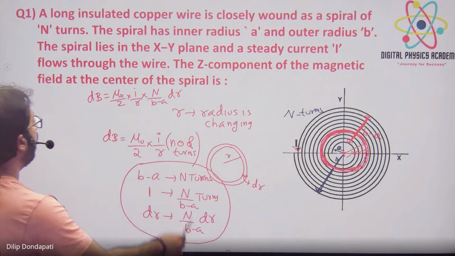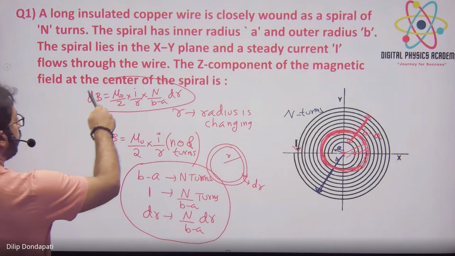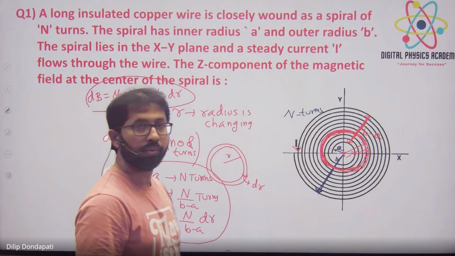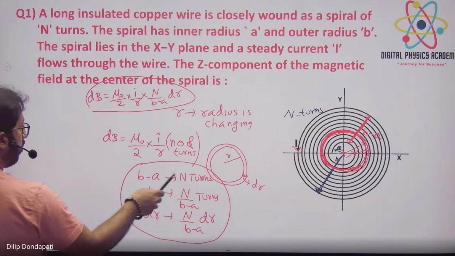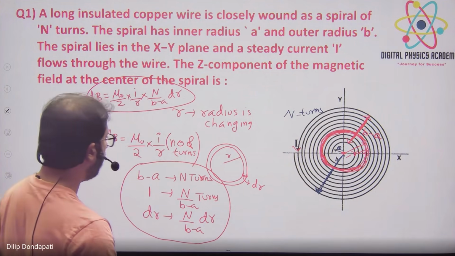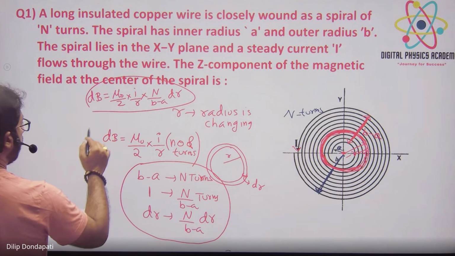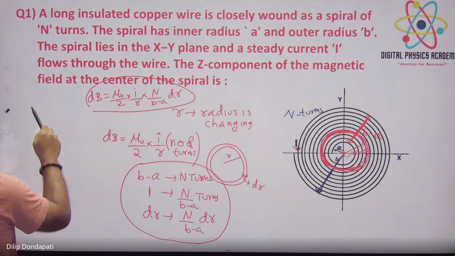Okay, now we got this one. Now substitute. Now integrate both sides from a to b. Integrate. One more, child. So mu naught by 2 into I log b by a into n by b minus a. Very good. Okay, so I am integrating both sides and taking it out.